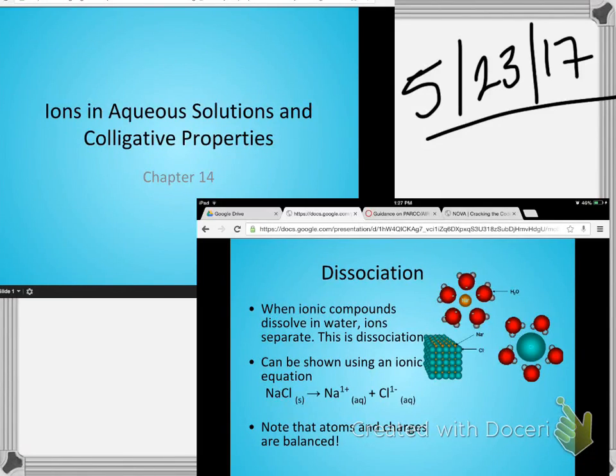Okay, so you know what a solution is at this point. You know what an aqueous solution is. It's a solution with what as the solvent? Water. Aqueous. And what we're going to talk about is how ions behave in aqueous solutions.